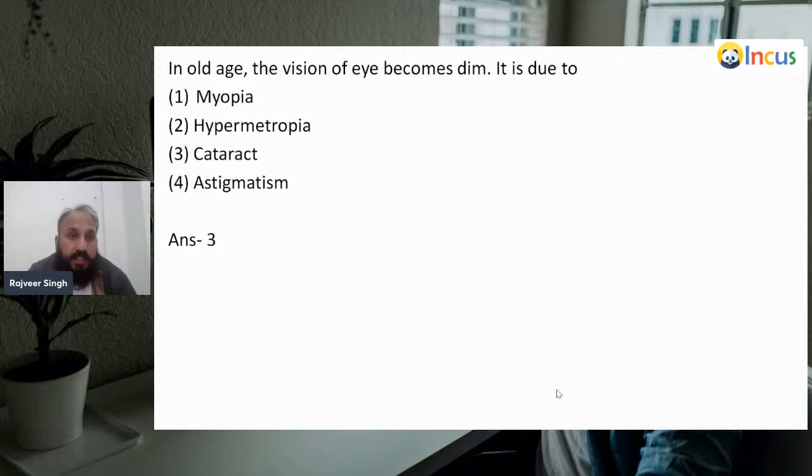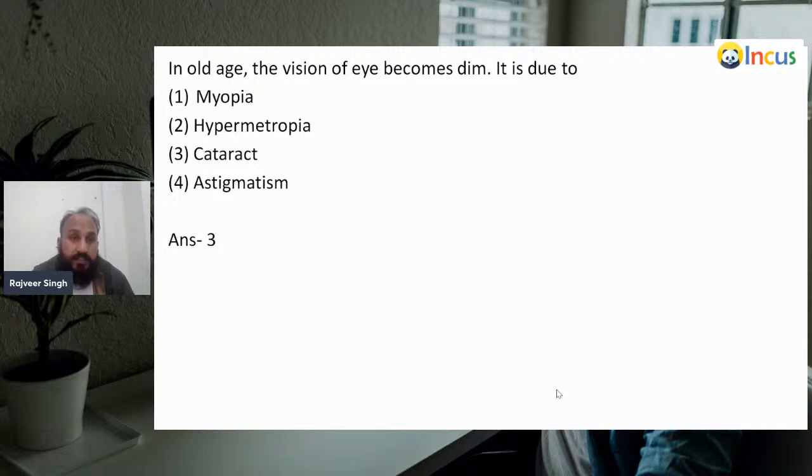Today we are presenting part 3 of neural coordination. I think you definitely enjoyed my previous session, and you will learn very important conceptual building for your NEET preparation. Right? So, let's start today's session.